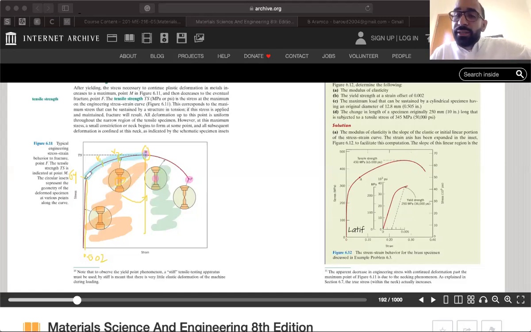From the yielding point up to what's called M, and M represents something called the tensile strength. Tensile strength is the maximum value on the stress strain curve at which the necking will start, and necking means the plastic deformation will become non-uniform. Before this point, the plastic deformation is uniform.